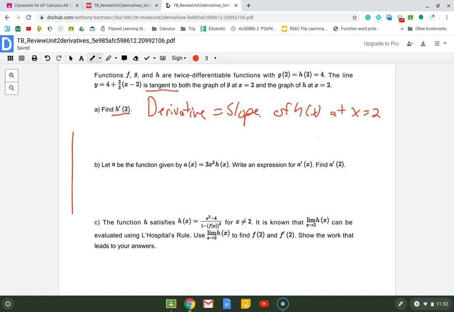For part B, it says let a be the function given by a of x equals 3x cubed h of x. Write the expression for a prime of x and a prime of 2. So this is a product rule. And for a prime, you're probably going to have to use some sort of h prime. So you're going to have to use whatever you got from part A in here. So do the product rule to help you with that one.